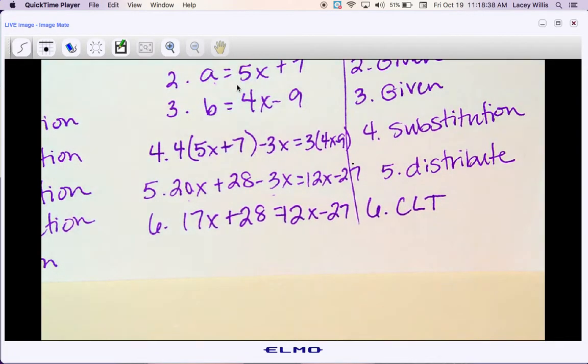So I'm going to go ahead and pass out your homework. You would subtract the 12x, subtract the 28, and then divide.